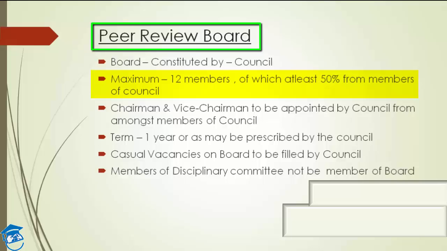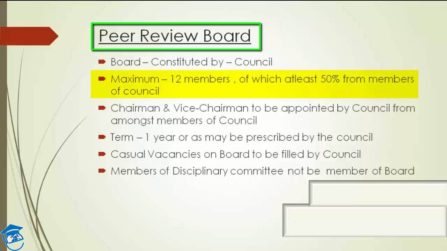This may include people who are certainly not limited to regulatory authorities, be it bankers, academicians, economists, legal professionals, business executives. Anyone can be appointed in that particular case. The council shall appoint the chairman and vice chairman from amongst its elected council members who have been appointed by the board. The term of the members shall be for 1 year or such other period as may be prescribed by the council from time to time. Casual vacancies of the board shall be filled by the council itself.